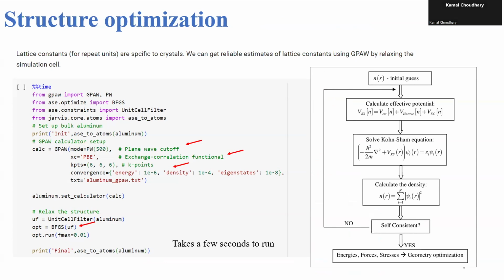What if we did not know it? In that case, we might need to optimize the lattice constant. So let's assume we do not know it, and we give this atomic structure to GPAW to optimize this for us.